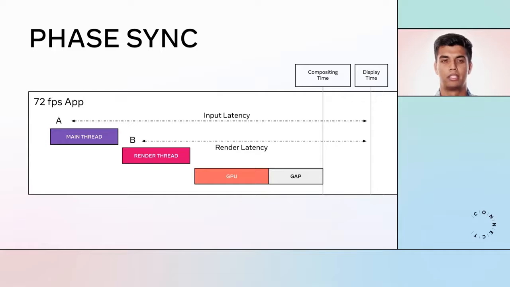It all depends on your content complexity. If your app is running very quickly, phase sync will help you the most and provide several milliseconds of latency savings. Most importantly, both input and rendered latency. However, if your app is pretty much maxing out every last bit of GPU and CPU compute already, you actually won't get too much of a saving from phase sync.